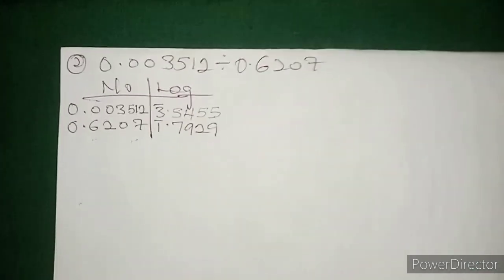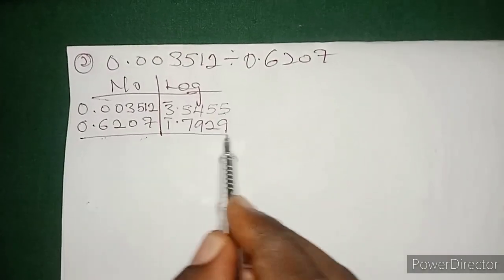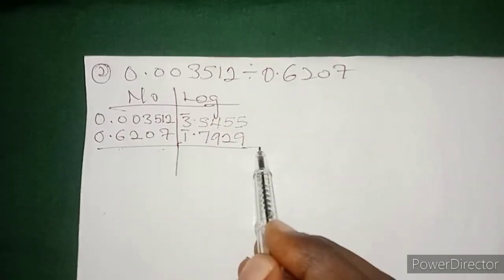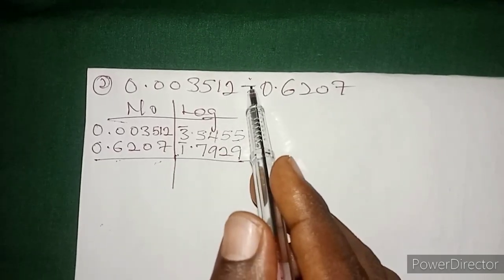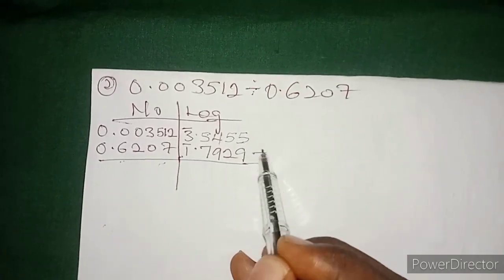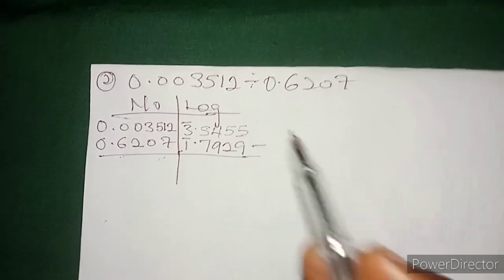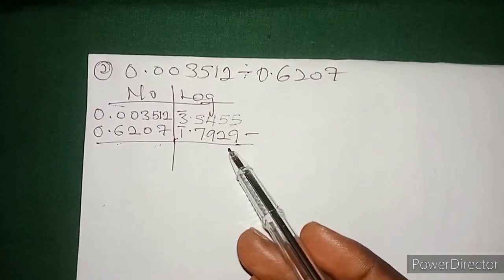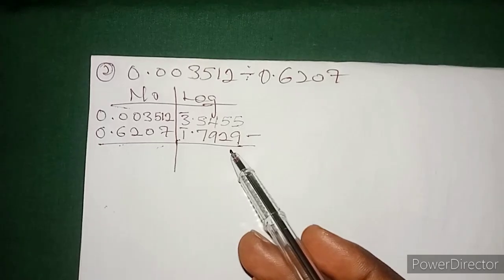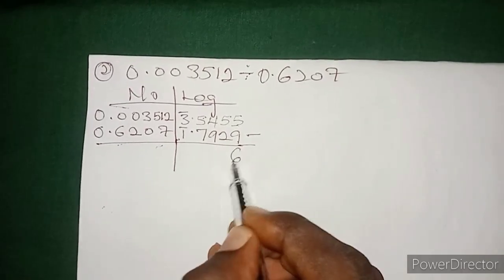Quickly, we are going to do a carry out operation. Our operation this time around is going to be negative because of the division sign. If it was multiplication, we add. This is division, so we subtract. 5 minus this is not possible. You add 1 to it. It becomes 15. 15 minus 9 will give us 6.